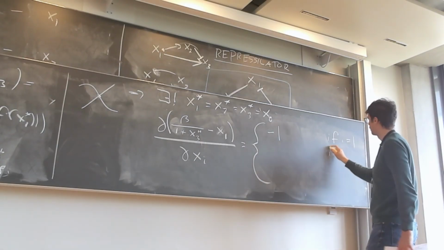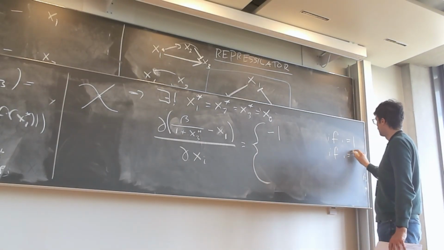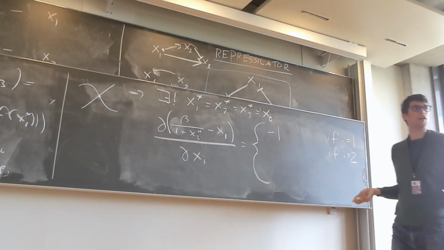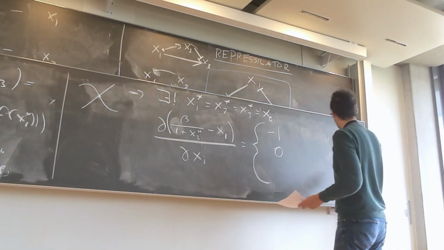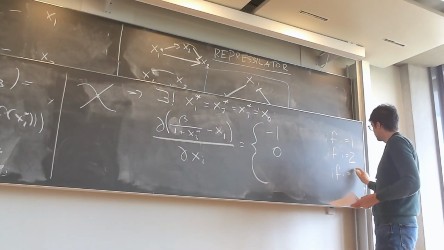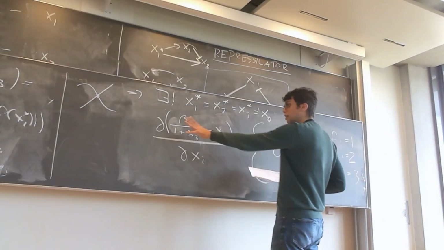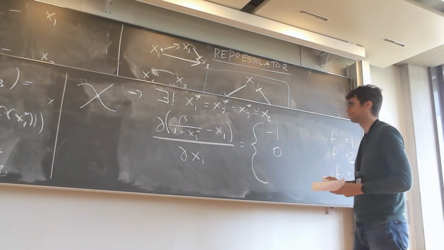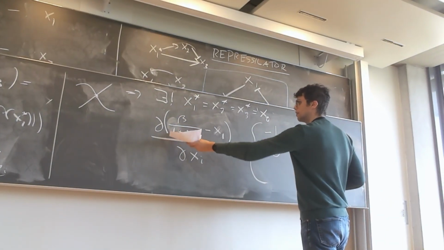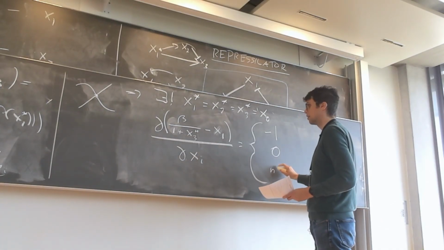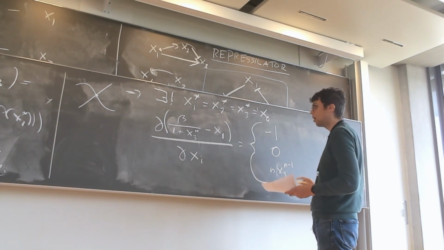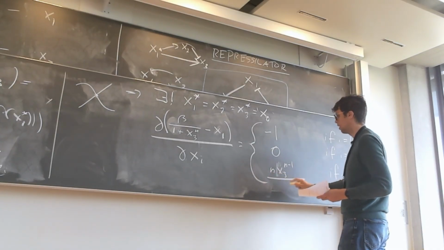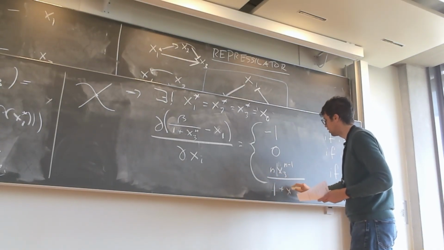If we're doing it with respect to x2, nothing here depends on x2, so it's 0. And if we're doing it with respect to x3, now this is the most difficult part, but it's not that difficult. We can apply the chain rule here. So we have the inner derivative of this, which is n times x3 to the power n minus 1, divided by the denominator squared.